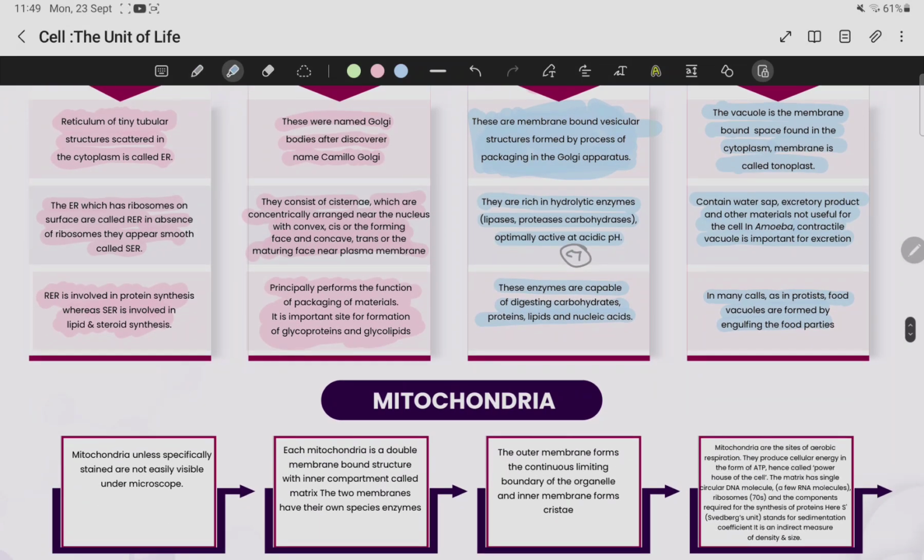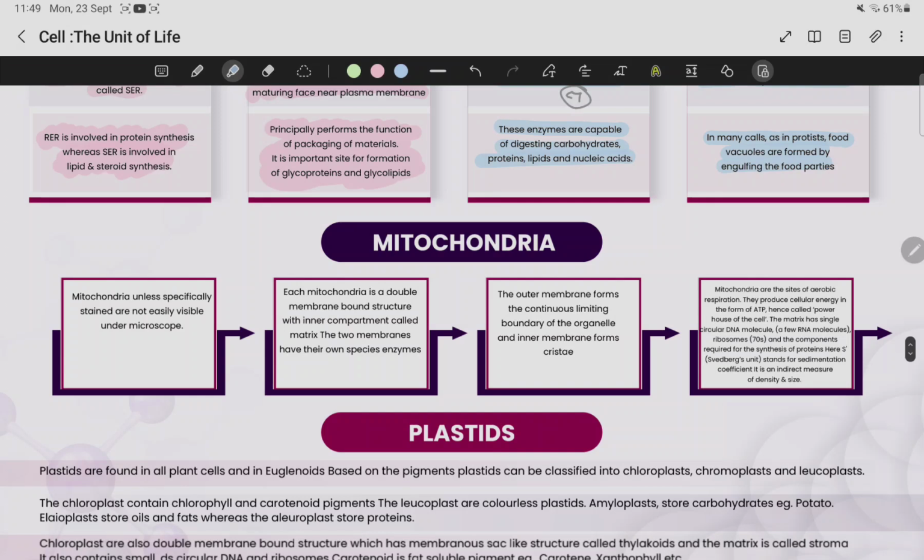Moving on to the mitochondria, also known as the powerhouse of the cell, as it causes ATP synthesis. Mitochondria, unless specifically stained, are not easily visible under the microscope. Each mitochondrion is a double membrane bound structure with an inner compartment called the matrix. The two membranes have their own specific enzymes. The outer membrane forms the continuous limiting boundary of the organelle, and the internal membranes form the cristae.